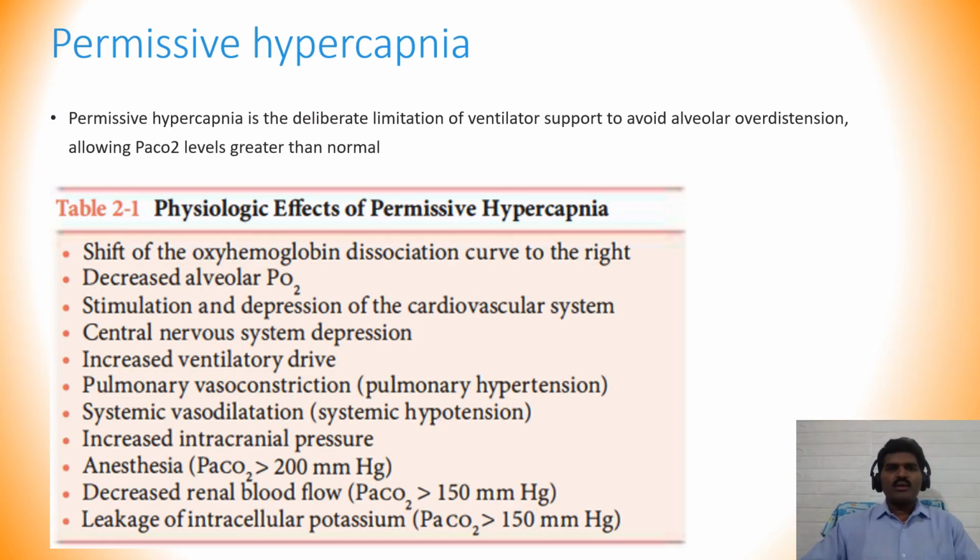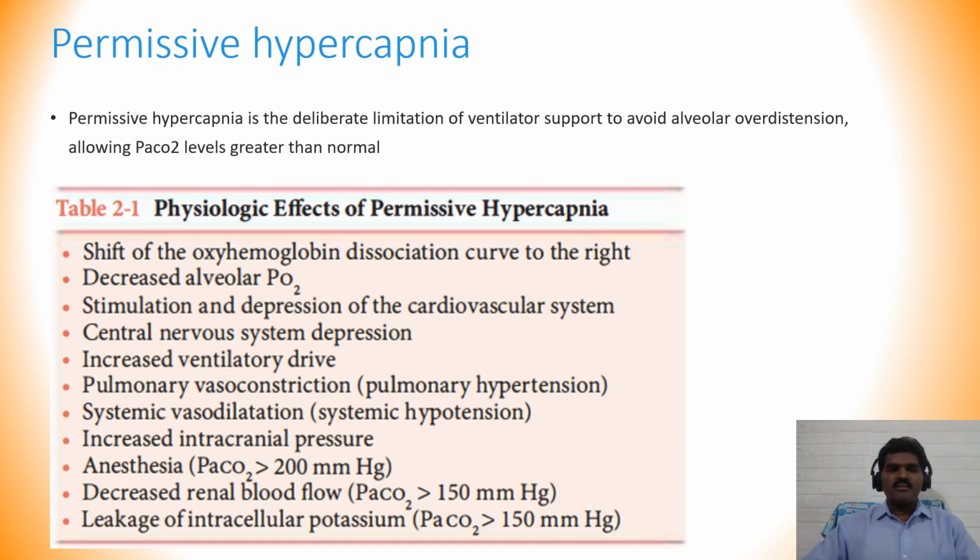Coming to permissive hypercapnia, it is the deliberate limitation of ventilator support to avoid ventilator overdistension, allowing PaCO2 levels greater than normal. The physiological effects of permissive hypercapnia include shift of the oxyhemoglobin dissociation curve to the right, decreased alveolar PO2, stimulation and depression of the cardiovascular system, central nervous system depression, increased ventilatory drive, pulmonary vasoconstriction or pulmonary hypertension, systemic vasodilation, and systemic hypotension can result. Increased intracranial pressure will result because of increased PCO2.